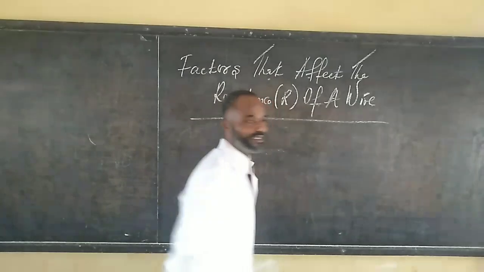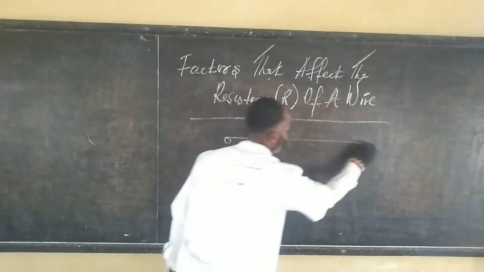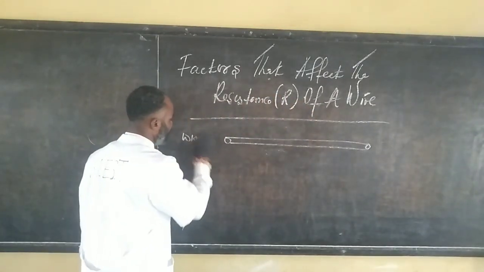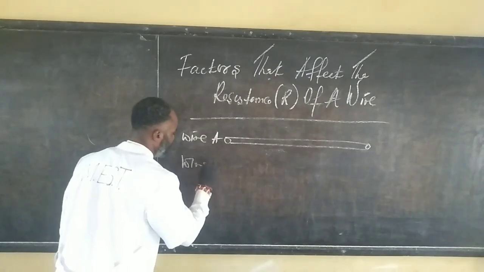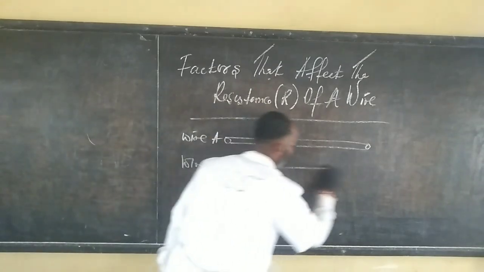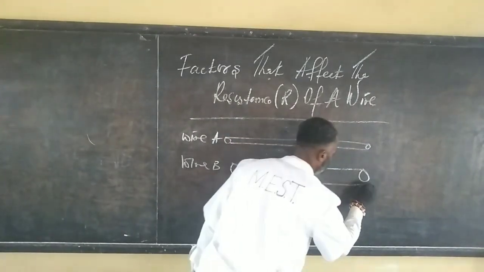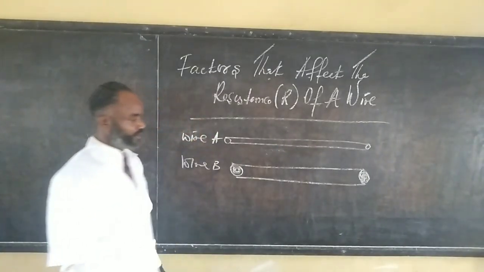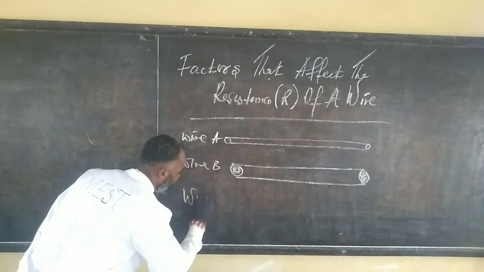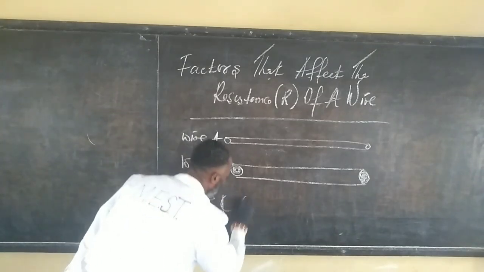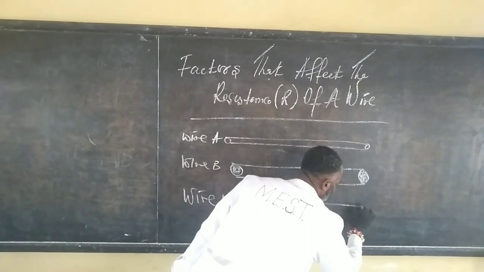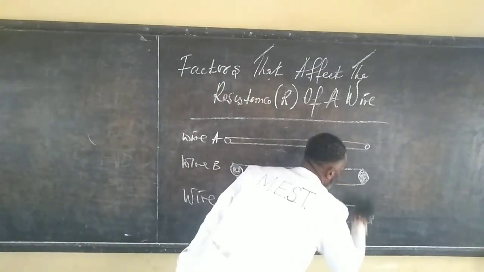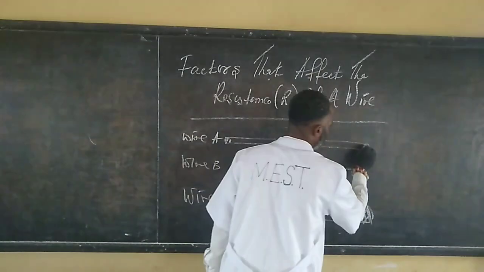Let's look at that. If we have something like this, just call it wire A. And we have another one, wire B, that looks this way. And maybe we have another wire, wire C, that looks this way, very big. I'm going to explain this in a very unique way.